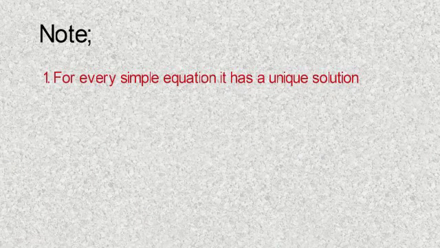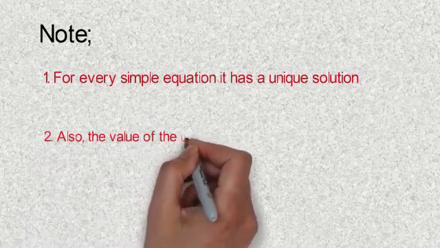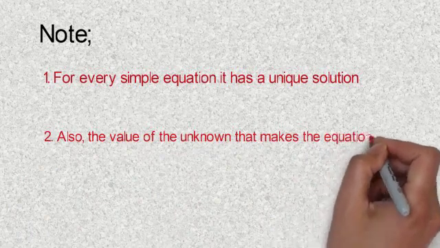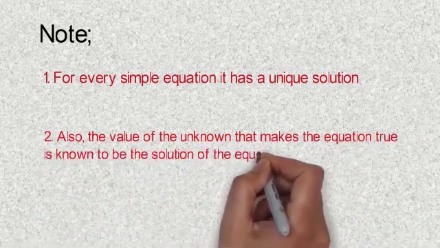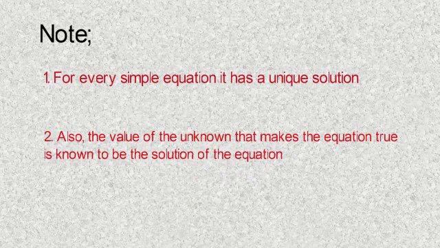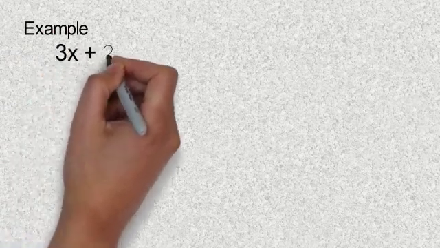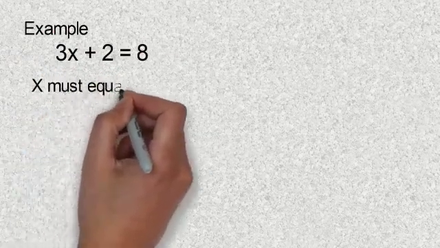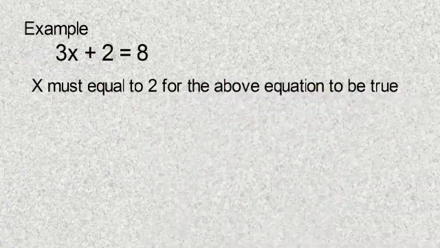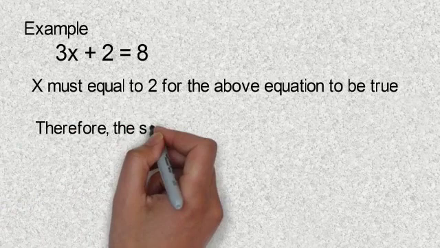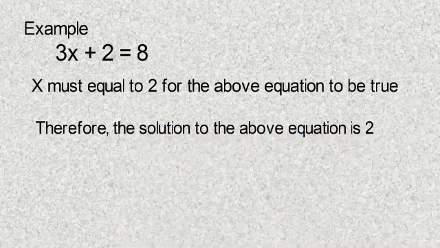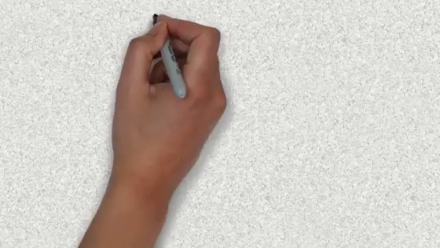A unique solution. Also, the value of the unknown that makes the equation true is known to be the solution of the equation. Example, if I say 3x plus 2 equals 8, x must be equal to 2 for the above equation to be true. Therefore, the solution to the above equation is what? 2. Do you get that? So every value of the unknown that makes the equation true is known to be the solution of the equation.